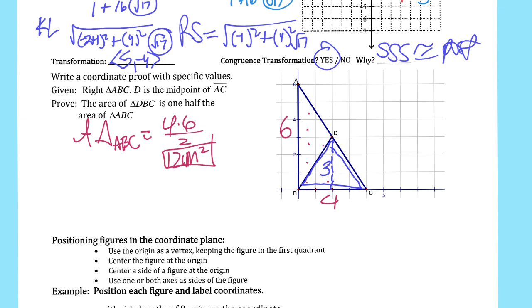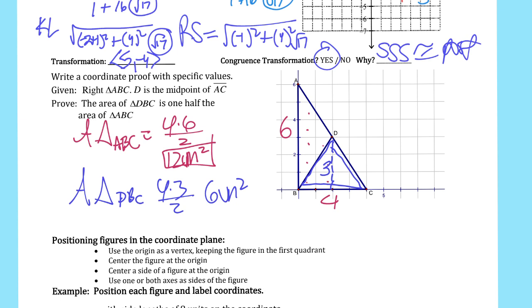The height is half of the height of the bigger shape. So basically, look at this. As we compute it, if we do area of triangle DBC, we're going to go 4 times 3 and divide by 2. So that's 12 divided by 2, which is going to be 6 units squared.